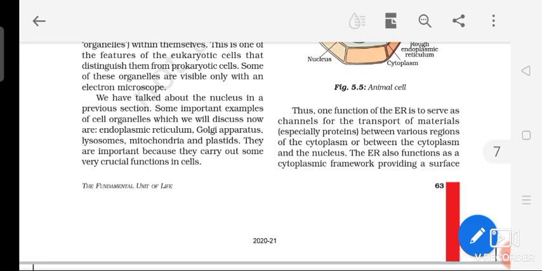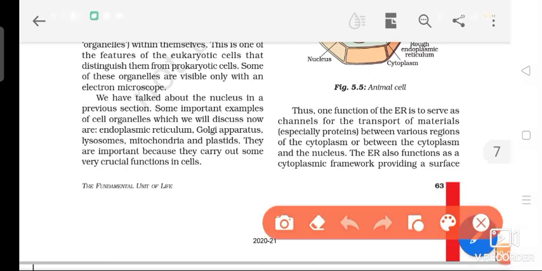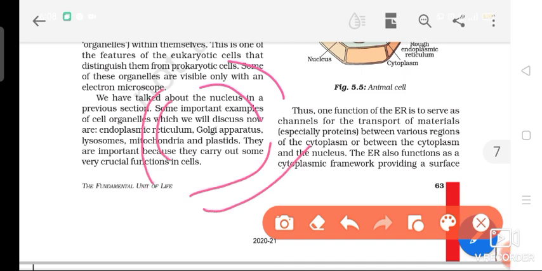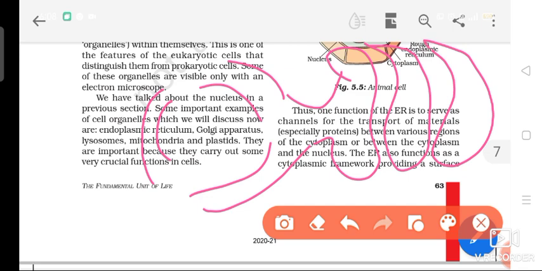Like, this is the nucleus, and in continuity with the nucleus, the endoplasmic reticulum is present, so the transport of substances between the nucleus and the endoplasmic reticulum can take place.